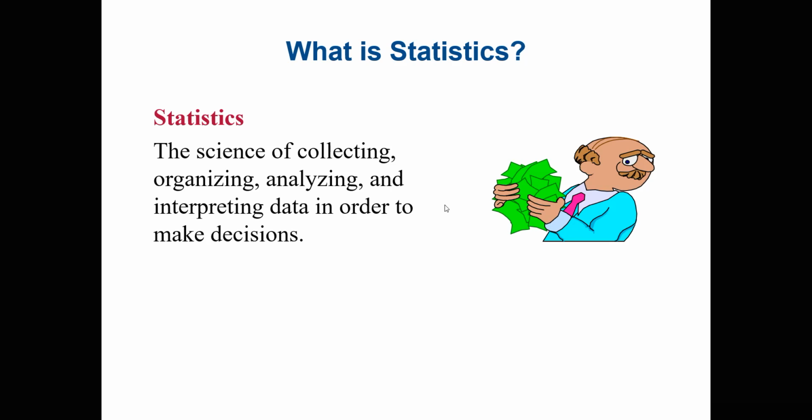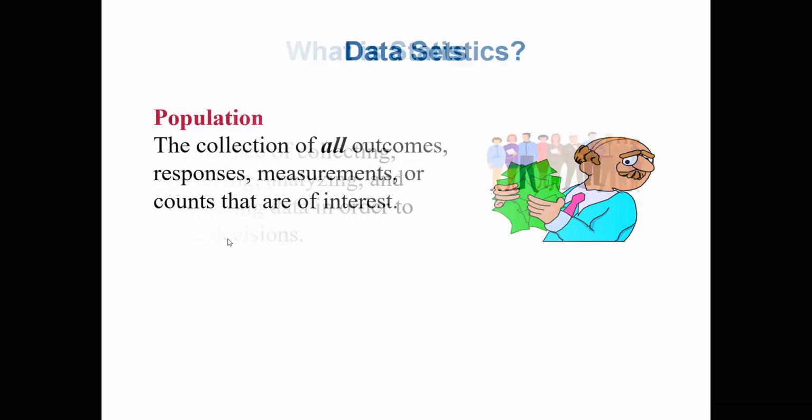Now, what do we mean by statistics? Statistics with S is simply the science of collecting, organizing, analyzing, and interpreting data in order to make decisions. So you collect data using the data collection techniques. For example, observation, using a questionnaire, using an experiment, you collect data. Now you need to organize that data and then analyze the data and then interpret the data in order to use it for decision making.